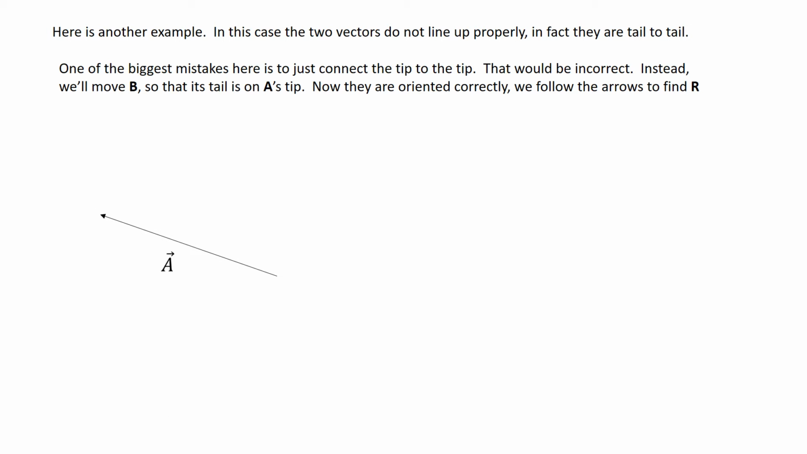So here's vector A. Here's vector B. Notice that they're not oriented correctly. Oh, I've just moved B over. That's a new B moved over to that point. So now it is oriented correctly. I start on A, follow around to B, and there's my resultant vector.